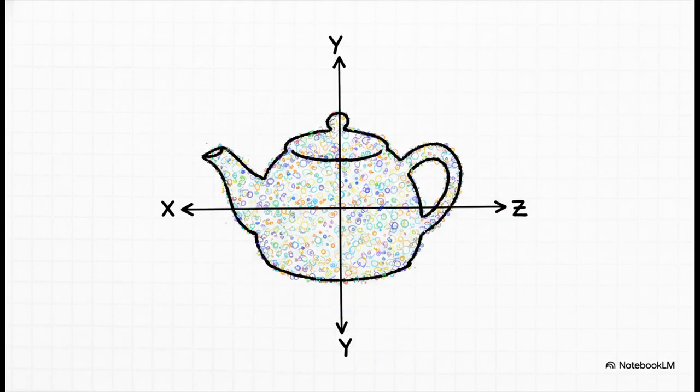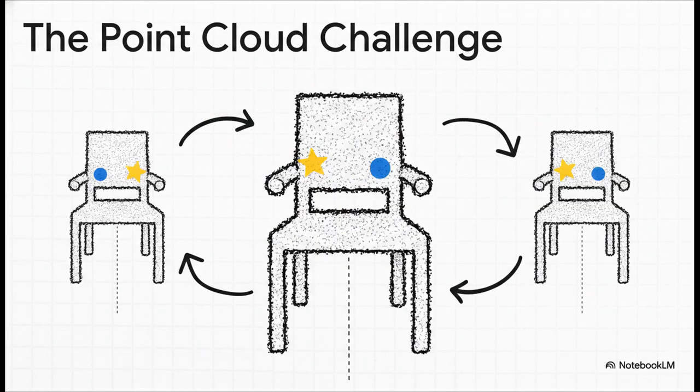Just picture it. Thousands of tiny individual dots, each one with its own X, Y, and Z coordinate, just hanging there in space. When you put them all together, they define the surface of an object. This is basically the raw material for our AI sculptor. But, and this is a big but, actually generating these clouds is surprisingly difficult.